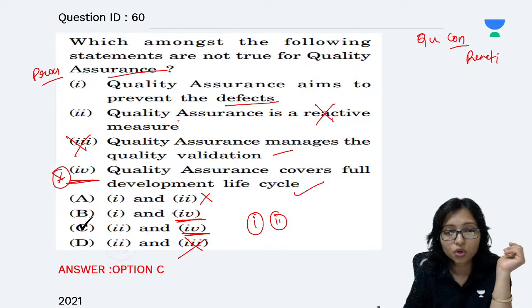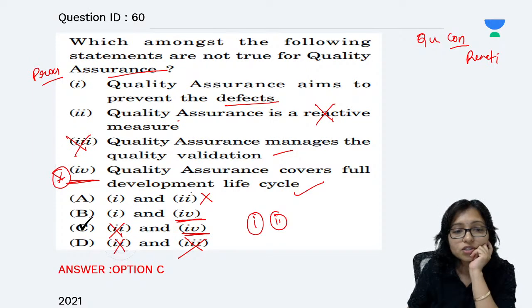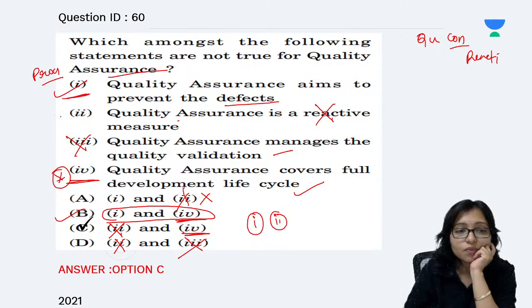Option 2 is also wrong. Only one option is remaining, that is option B. So 1 and 4 we should choose. 1 and 4 is the correct answer.